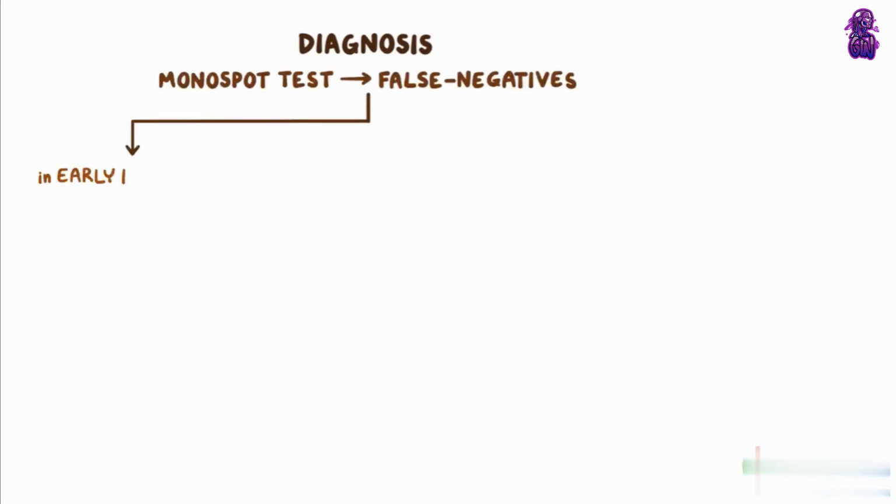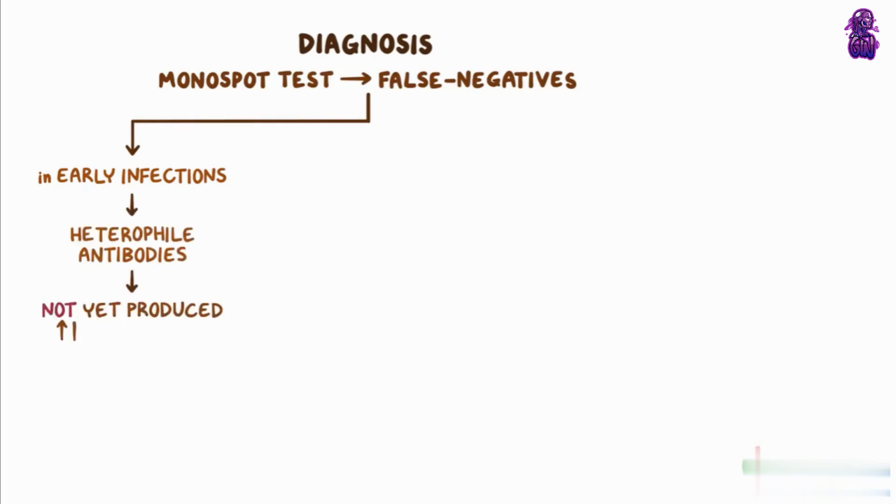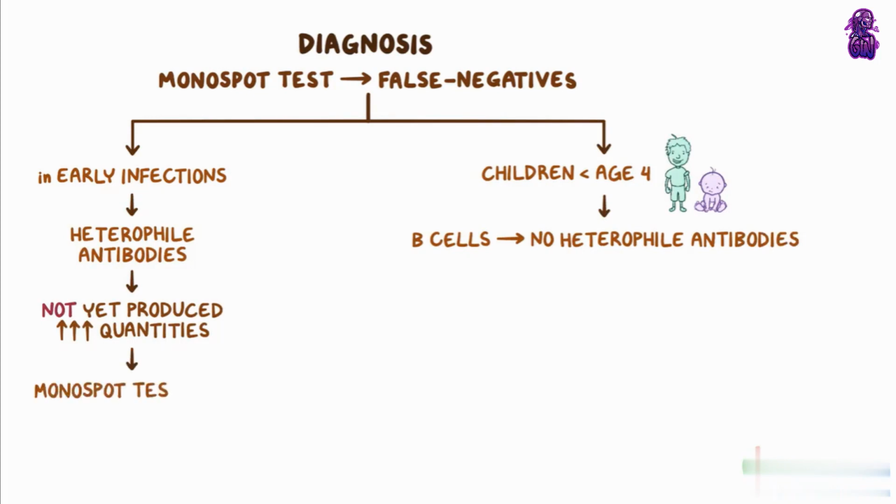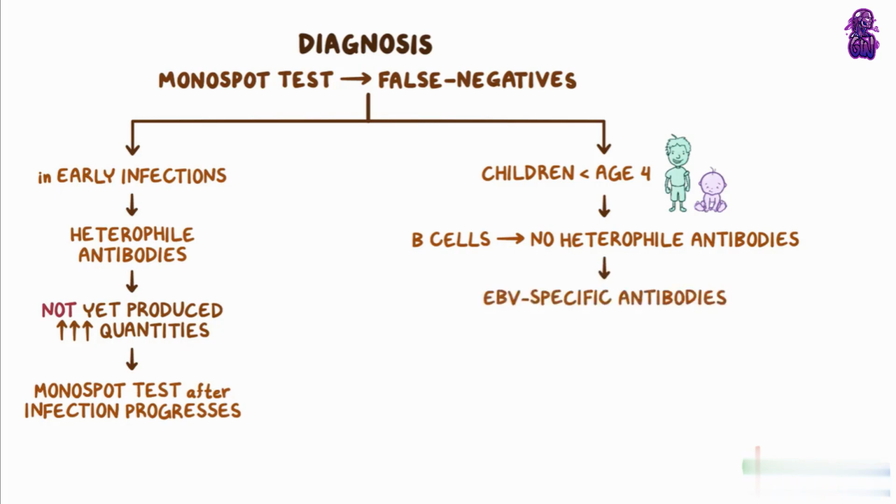In some cases, false negatives of the monospot test may occur, such as in early infections in which heterophile antibodies have not yet been produced in high enough quantities to be detected, or in children under the age of 4, whose B cells may not produce heterophile antibodies at all. In the case of an early infection, an individual can simply undergo a monospot test again at a later time, after the infection progresses a bit. But for young children, testing for EBV-specific antibodies is the next step.